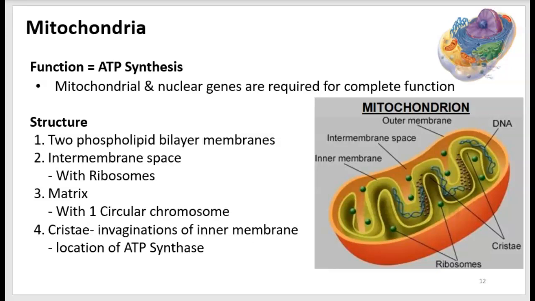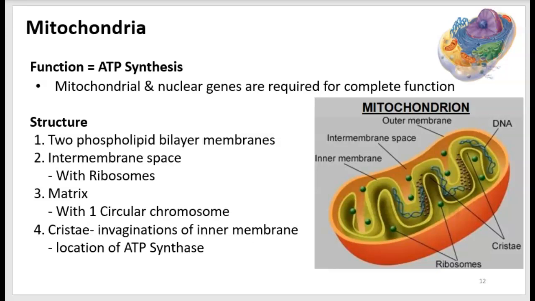So for a mitochondrion to make ATP, it's going to need some enzymes. Some of the enzymes are coded by this mitochondrial DNA, but there are also nuclear genes that code for some other enzymes that are also needed. So the function of mitochondria is dependent on both nuclear and mitochondrial DNA.